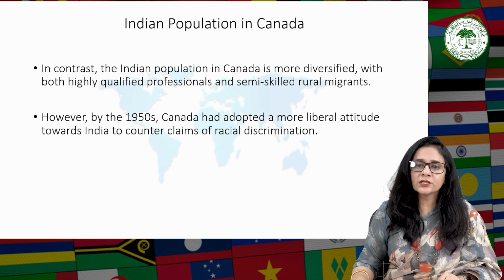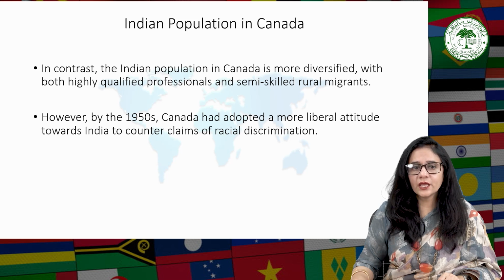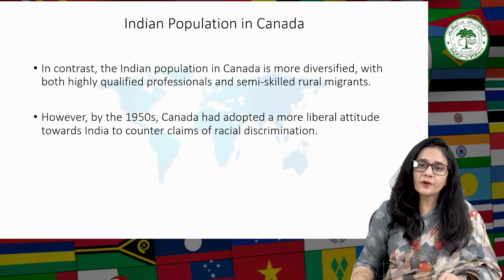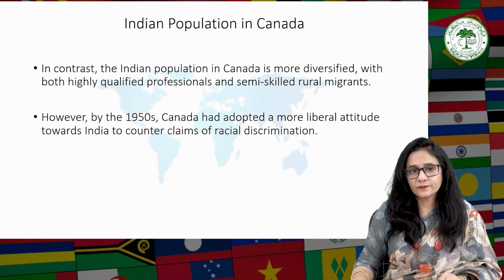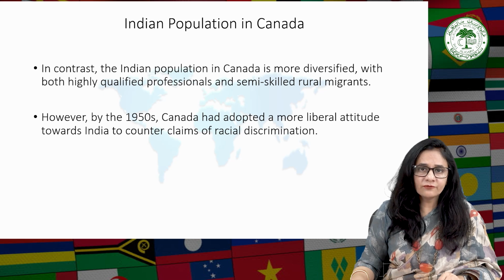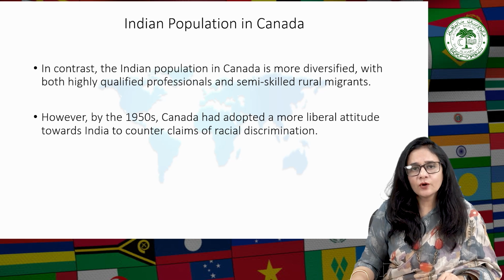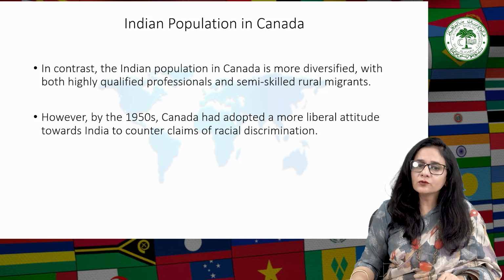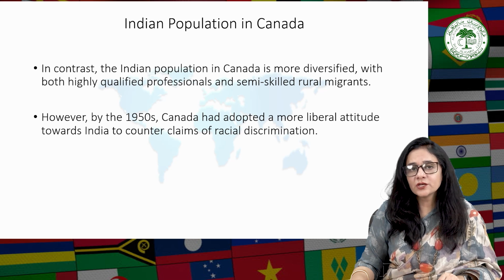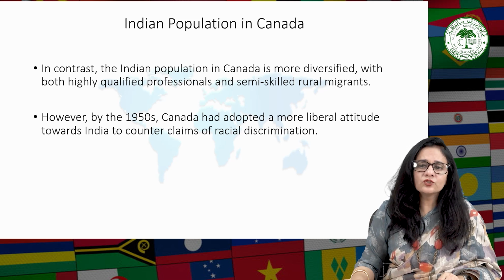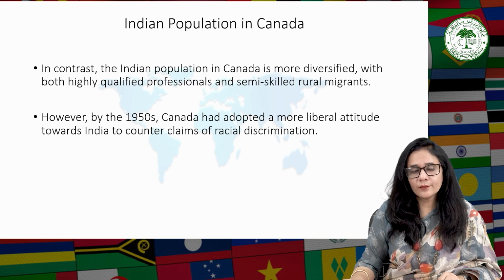Initially, the Canadian government carefully monitored immigration and imposed quotas to prevent the influx of Indians in the early 20th century. However, by the 1950s, Canada had adopted a more liberal attitude towards India to counter claims of racial discrimination, eventually embracing cultural variety as a distinguishing part of its identity.